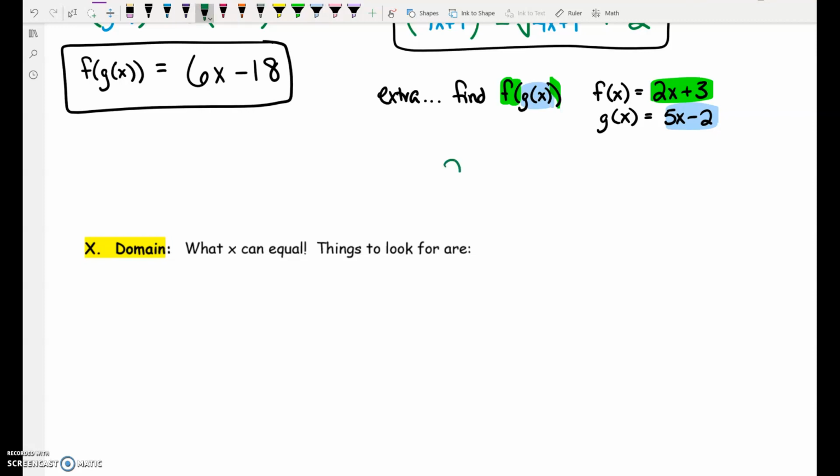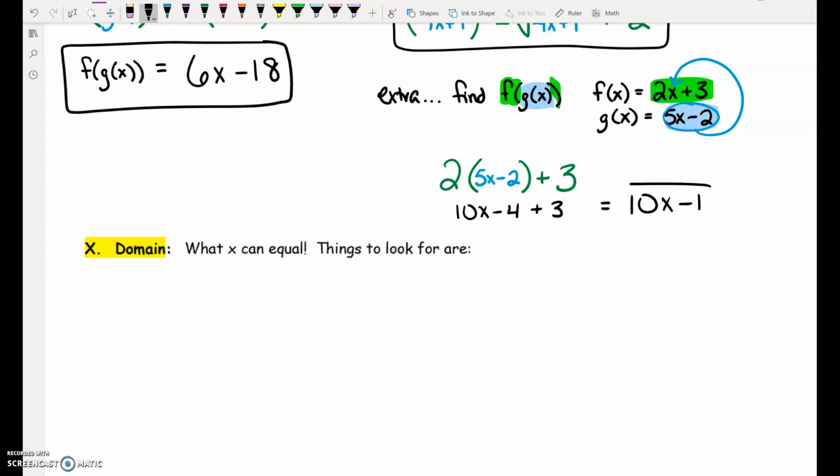My f function is 2 times something plus 3. Instead of the x from that f function, we're putting the entire g function in its place. We're taking this g function and we are putting it in place of the x in the f function. So the 5x minus 2 would have to go inside those parentheses. Then we could distribute. This would be 10x minus 4 plus 3, which would simplify to 10x minus 1.